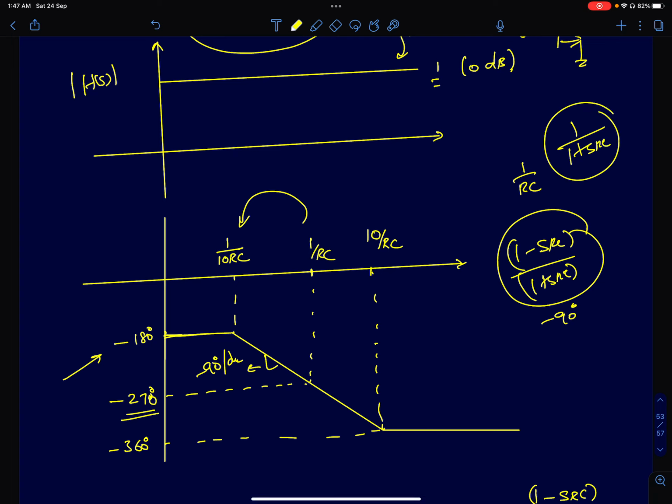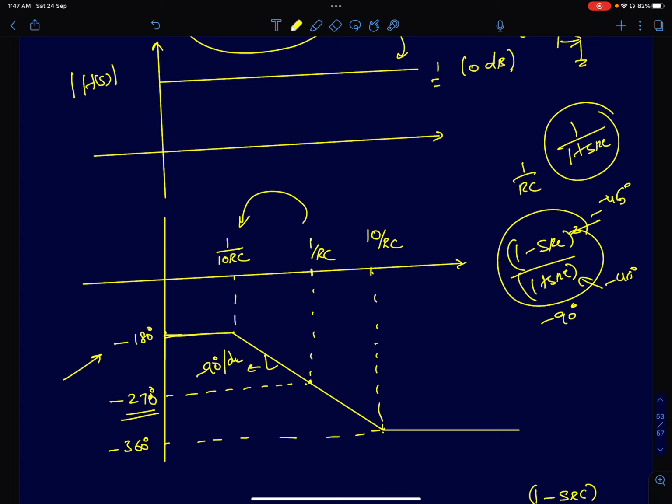Okay, if you recall from your basic discussions on frequency response, if you take a single pole system with 1 by 1 plus SRC, the phase shift at 1 by RC is 45 degrees. So using that, you can say this will cause minus 45 degrees and this will cause minus 45 degrees. So when you add the two phases, you get minus 90 degrees. Minus 180, you should add to the initial phase. So you get a total phase of minus 270 at 1 by RC. At 10 by RC, the phase shift will be an additional 90. So 270 plus 90 will be 360.